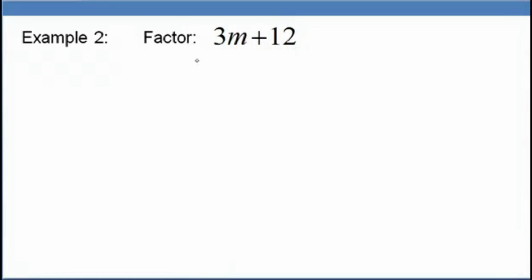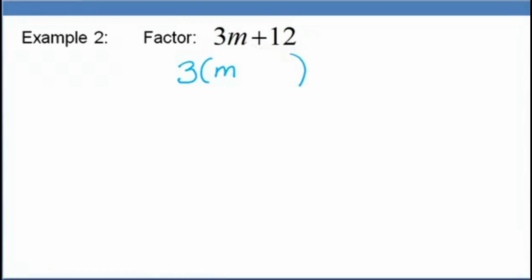So our GCF is a 3, goes on the outside, one set of parentheses. You'll have 2 terms in the parentheses because you have 2 terms in the original problem. And then you'll put the missing parts on the inside. So we have a 3, but we would like 3m. So we're missing an m.